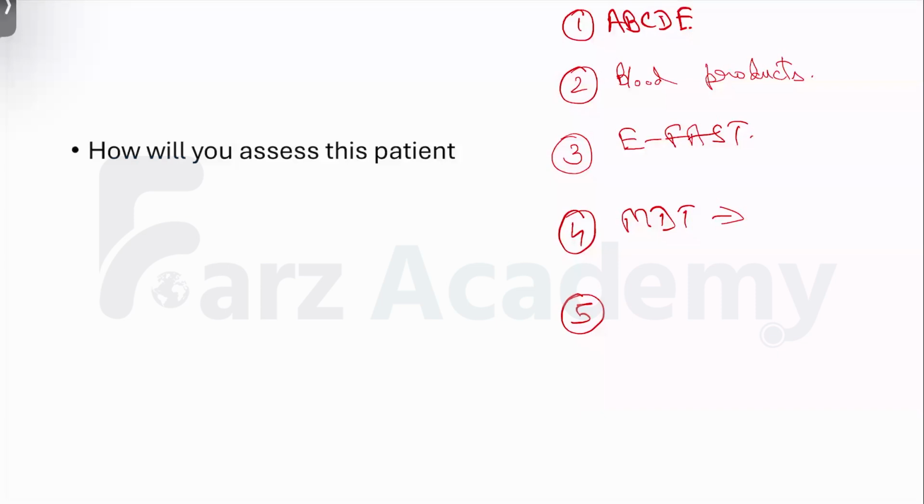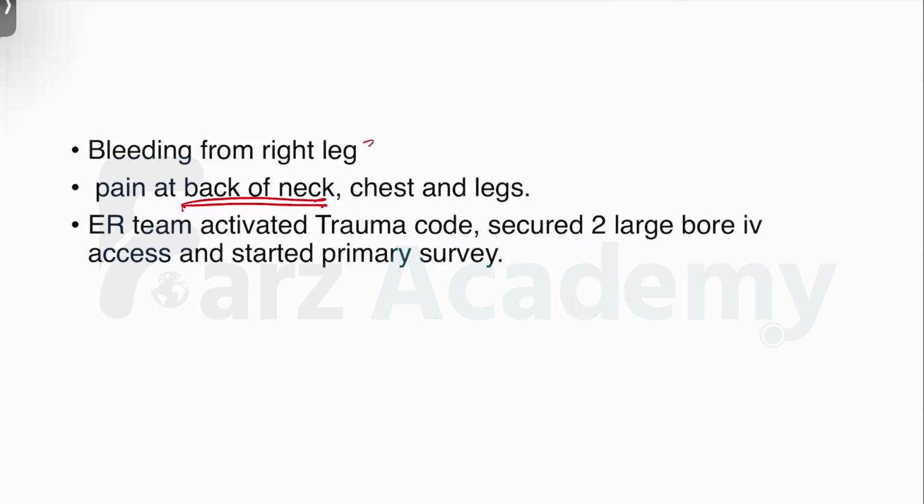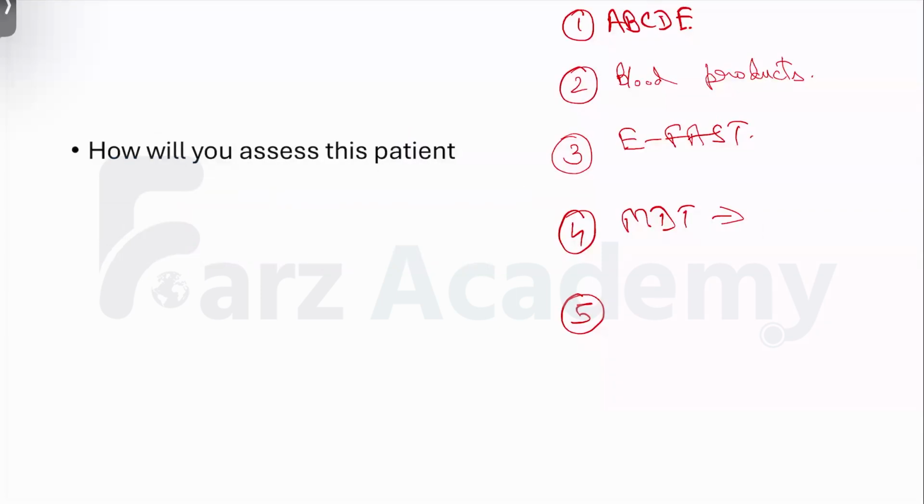And finally, fifth, the patient has got bleeding from the right leg, so this needs to be assessed. And there is also pain at the chest and the legs. So the POCUS, the EFAST, then CT scan, all these things are very important. So those investigations, you need to mention.